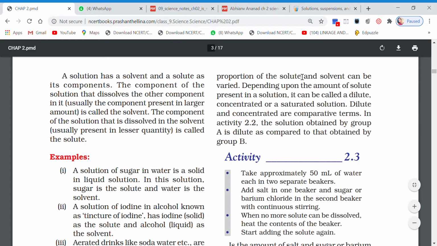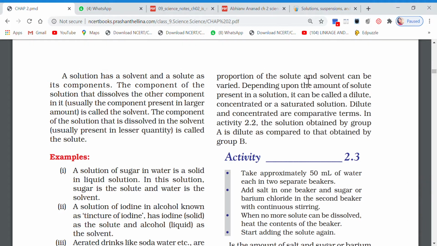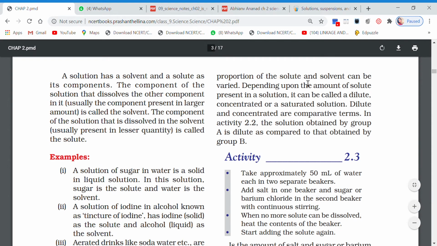I also gave you this example, children, that if I ask every one of you to bring a lemonade from your home, you all will give me the lemonade and everybody's lemonade will have a different taste. The reason is that the amount of sugar, salt and lemon used by you all will be different. So the proportion can be different. In a solution, the proportion of solute and solvent can vary. Varied means it can be different.